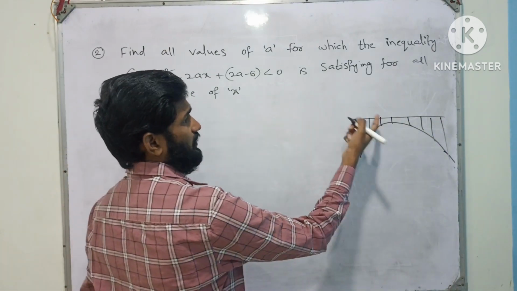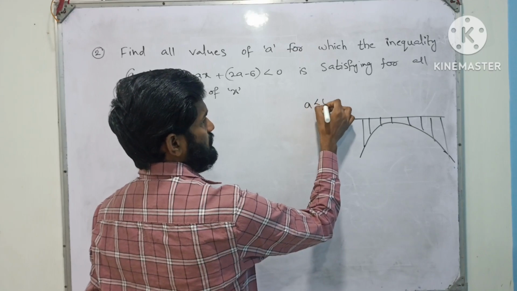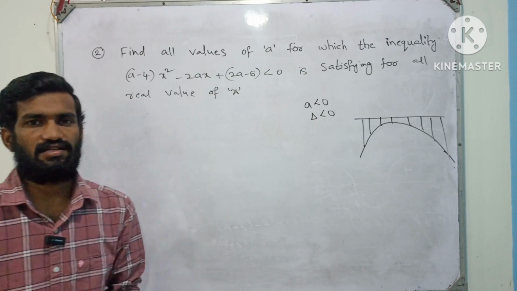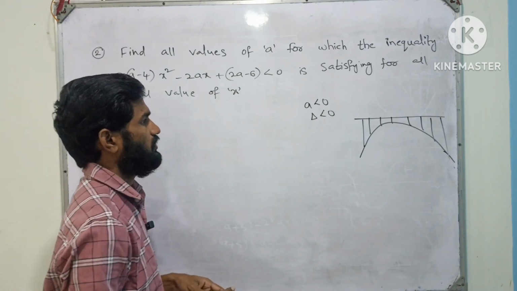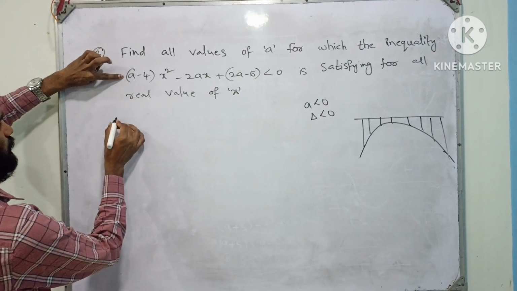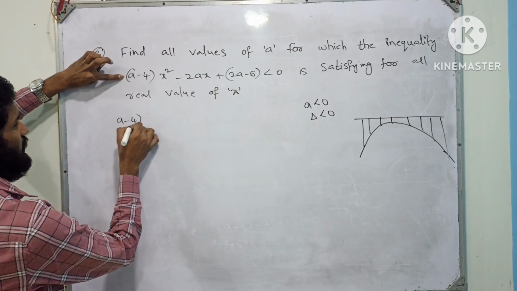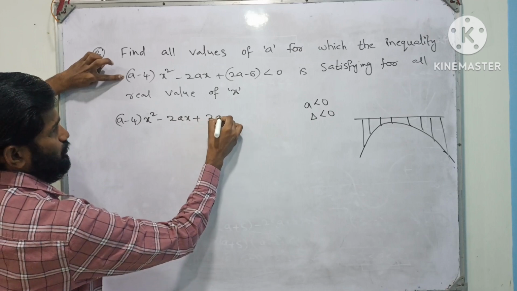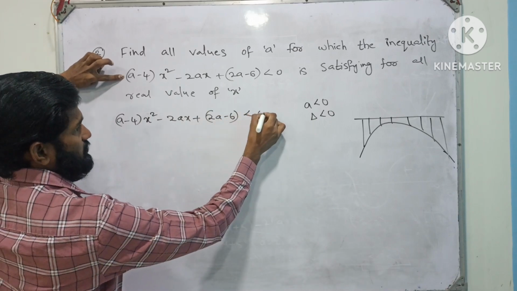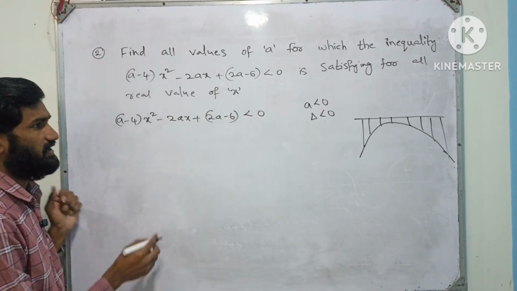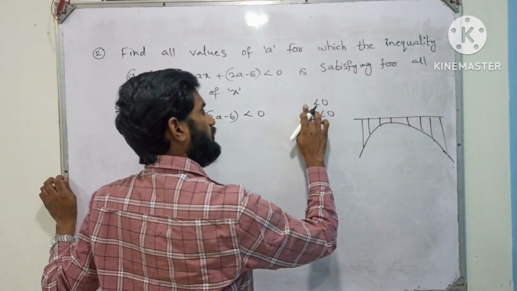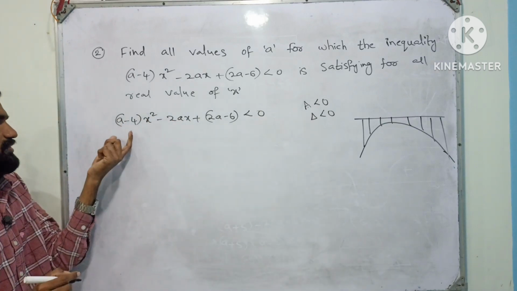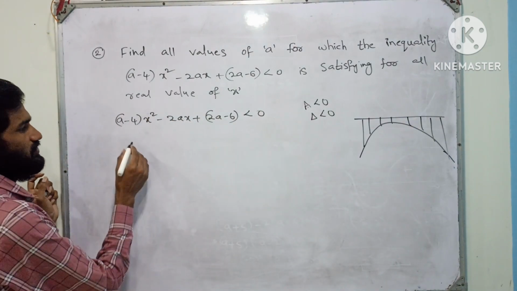When will we get this kind of graph? If a is less than 0 and also the discriminant is less than 0. So we will get a is less than 0 and discriminant less than 0. First of all, what is the inequality given? (a minus 4)x square minus 2ax plus 2a minus 6, which is less than 0. Now from this, what is a here? You will get confused, therefore I am taking capital A here. Capital A means this one.